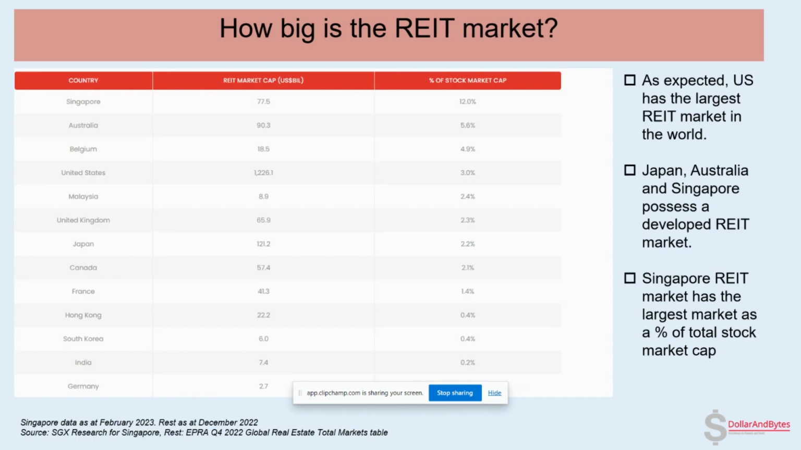Now that you have understood what a REIT product is, let's get some appreciation of how big this REIT market is.